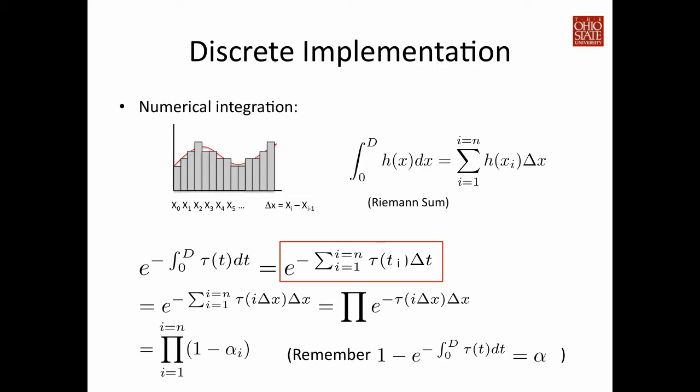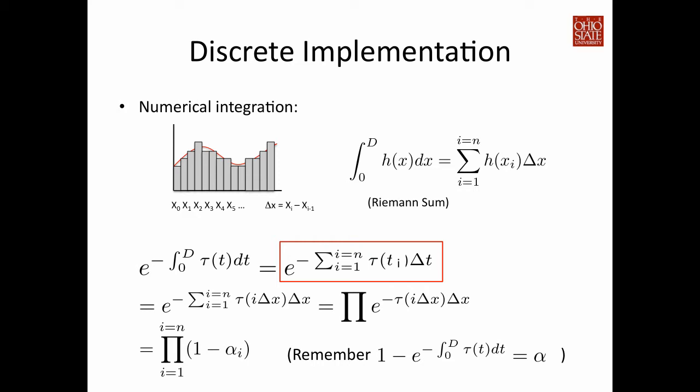Using the principle of the Riemann sum, we can divide the range of t from 0 to d, that is how far the light travels, into n small pieces. And each piece has a width of delta t. And then at the center of each piece, I evaluate the function tau. This center point, I make that ti.